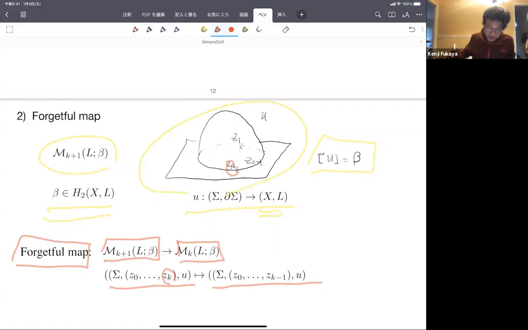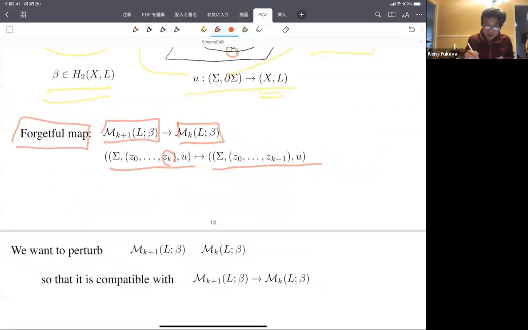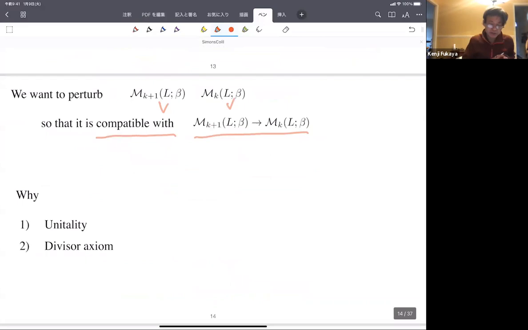So the issue is the following. We want to perturb these two moduli spaces so that this perturbation is compatible with the forgetful map. So this is a kind of symmetry, and to perturb in a way compatible with the forgetful map is a highly non-trivial issue. And so I want to explain why we need this kind of compatibility. There are at least two important things we want to establish. One is the unitarity, and the other is the divisor axiom. So I want to explain these two more.